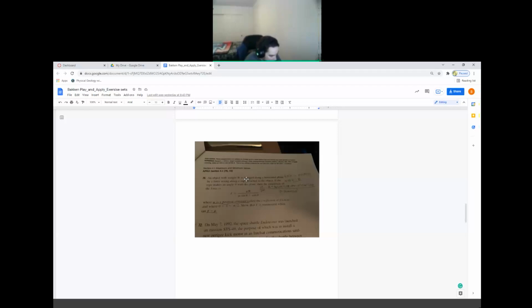And it says where the coefficient of friction is a positive constant and theta is greater than or equal to 0 and less than or equal to pi over 2. Then show that F, or force, is minimized when the tangent of theta is equal to the coefficient of friction.